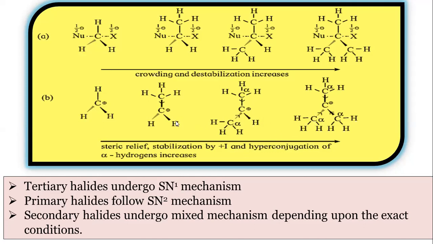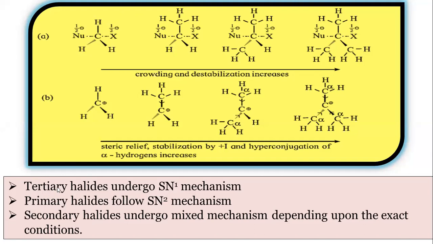And in tertiary alkyl halides, the carbocation is stabilized because of the plus I effect and hyperconjugation. There are two effects; the stability of this carbocation depends upon two things. First, see these arrows, 1, 2, 3, these three arrows mean that due to the plus I effect, the carbocation is stabilized. That's why in the SN1 reaction, tertiary alkyl halides are favorable, due to the steric effect and due to the plus I effect and hyperconjugation, this carbocation is stabilized.